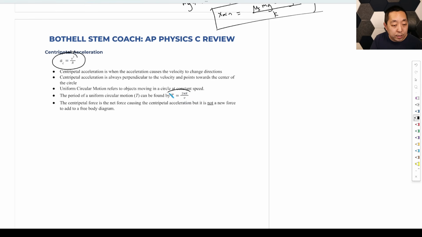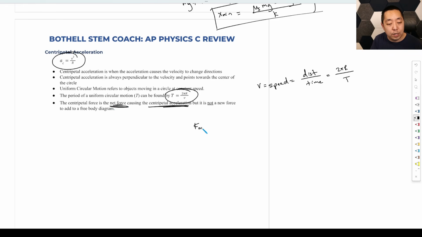Sometimes we could find the period by just saying, look, I just think of this as the speed, which is the distance over time if you're moving in a circular path, and the distance is the circumference of the circle divided by the period. So you can rearrange that to find the period. It's not very complicated. The speed is just the circumference of the circle divided by time if it's moving in a circle. The centripetal force is the net force causing the centripetal acceleration.